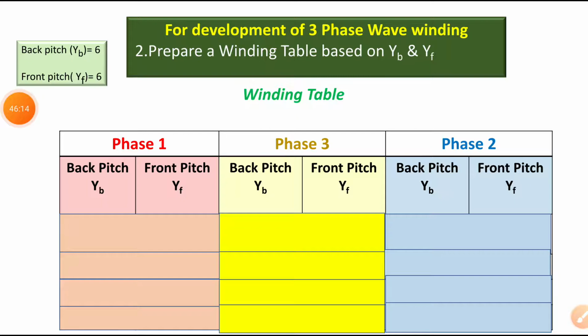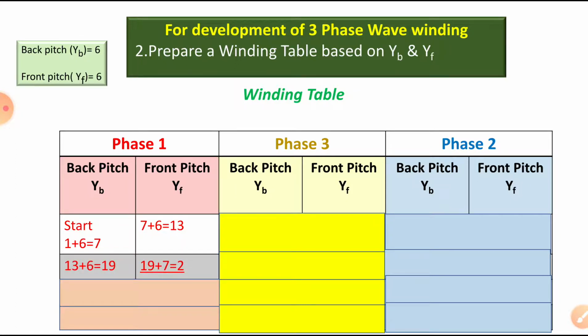Now here we start phase 1. Start with 1 plus 6, 7, and 7 plus 6, 13, 13 plus 6, 19. And here, instead of 6 we add 7, so 19 plus 7 is 26. 26 minus 24, we go to 2. So that is the twisting point. After that, 2 plus 6 is 8, 8 plus 6 is 14, 14 plus 6 is 20. So 20 is the finishing conductor in the last south pole S2.